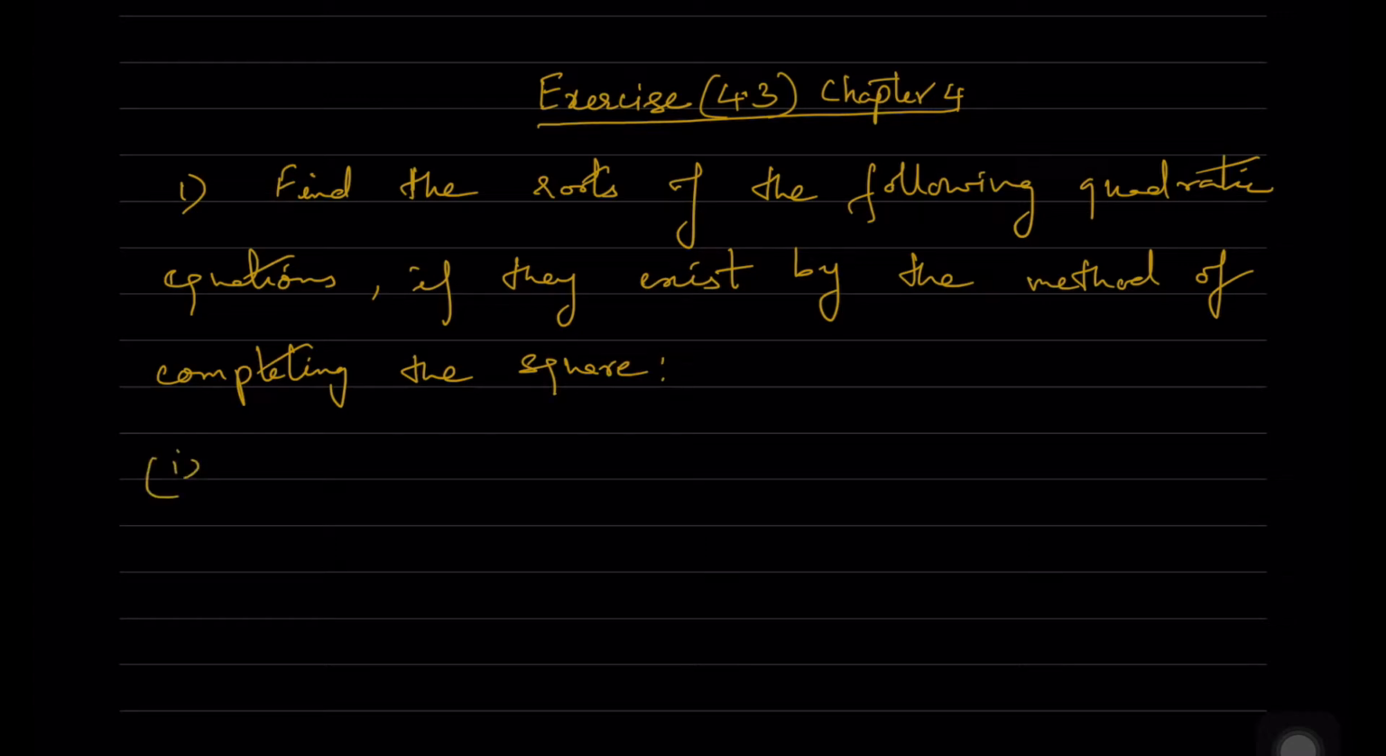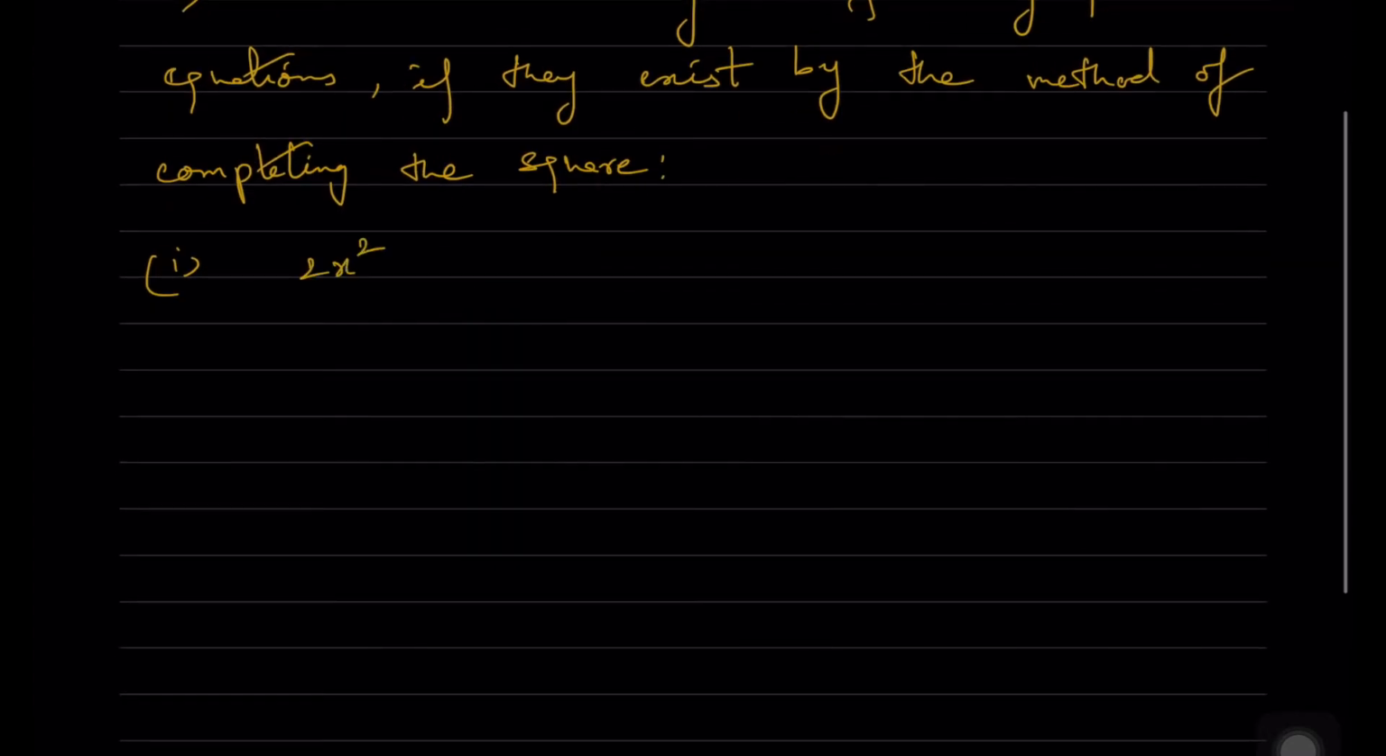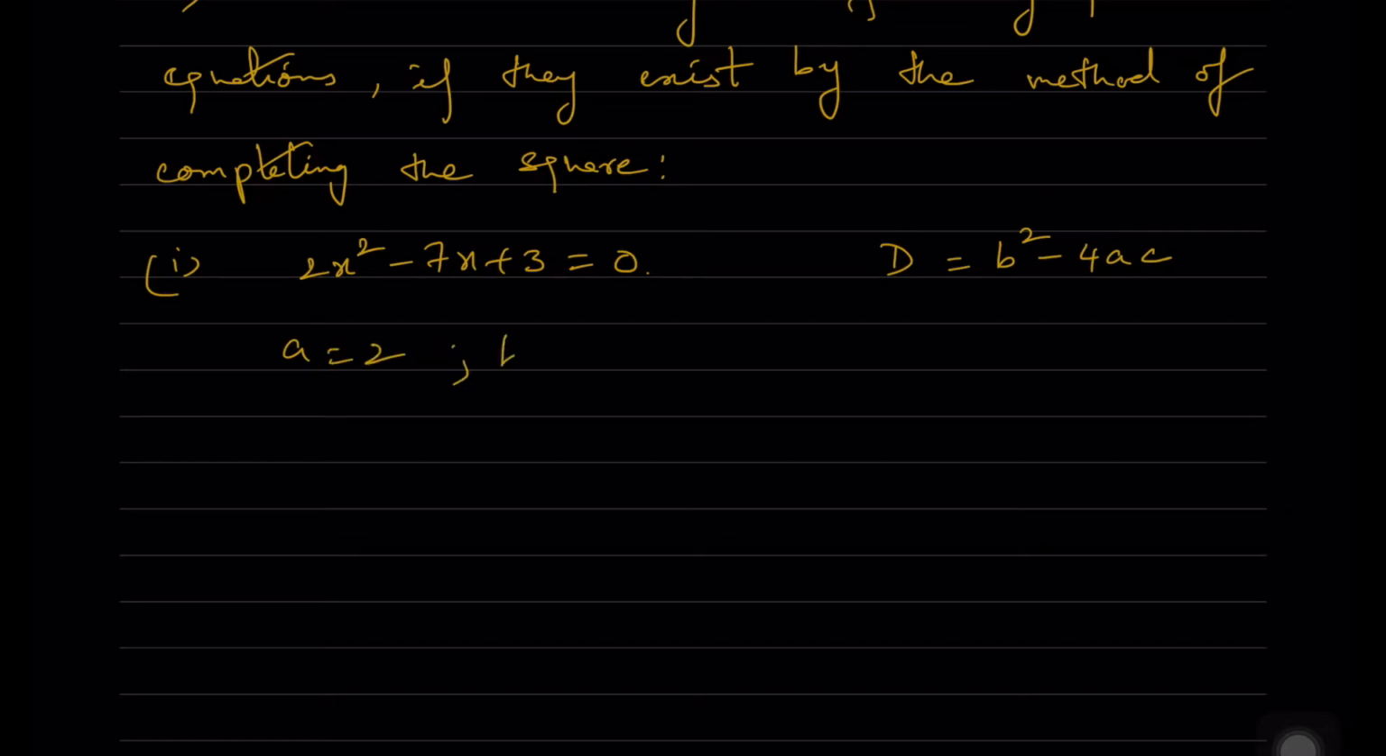So the first one you have here is 2x square minus 7x plus 3 is equal to 0. So what do we do in this? This is in the form of ax square plus bx plus c equal to 0. So when does it exist? When your D is greater than or equal to 0. So what is D over here? It is equal to b square minus 4ac, which implies a is equal to 2, b is equal to minus 7, c is equal to 3.